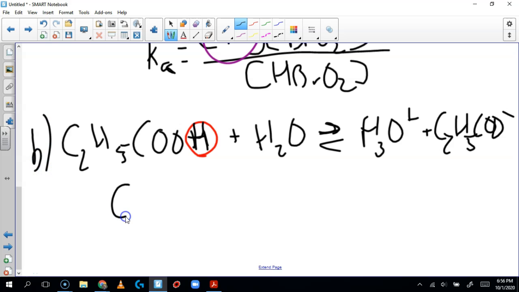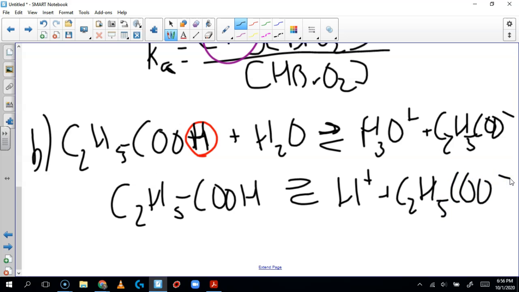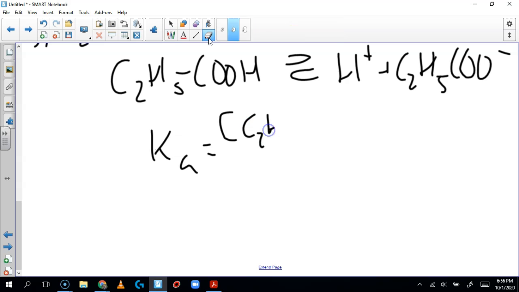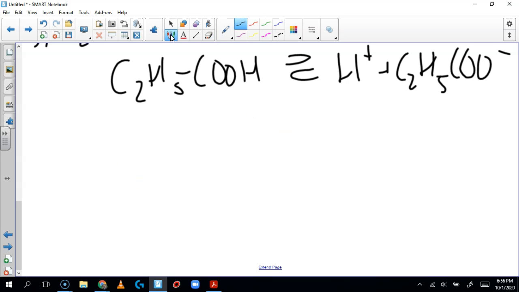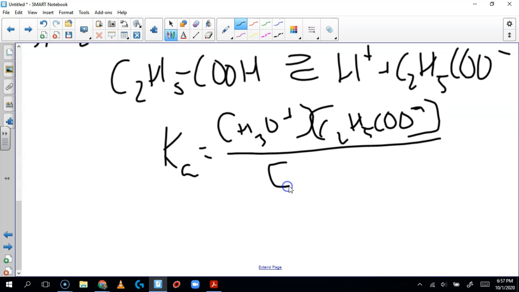And then the other way, showing hydrogen ion as the product, is going to be this compound in equilibrium with H plus and C2H5COO minus. And then if we're going to write the equilibrium expression, it's going to be Ka equals the concentration of H3O plus times the concentration of C2H5COO minus, the propionate ion, all over C2H5COOH.